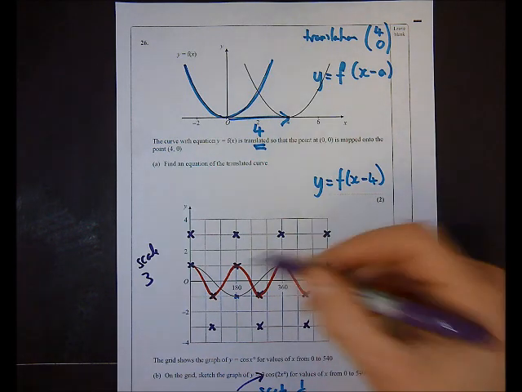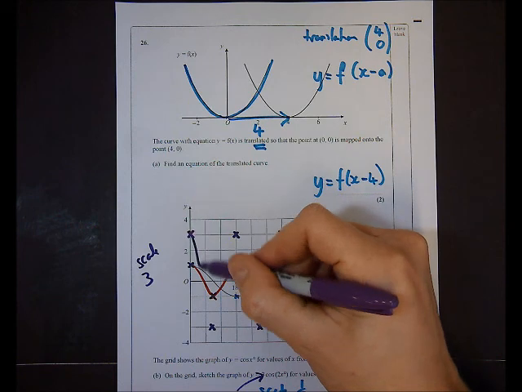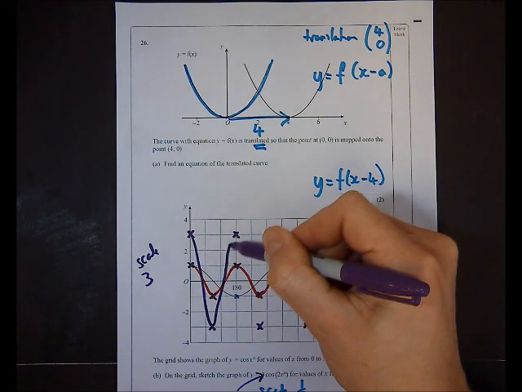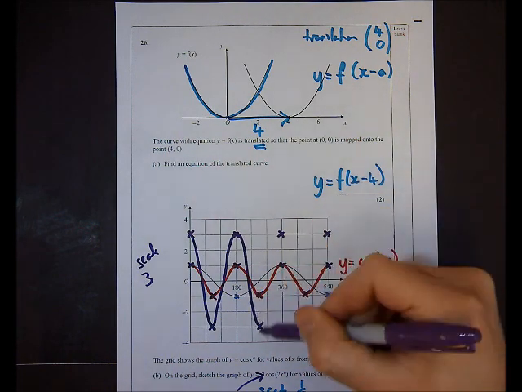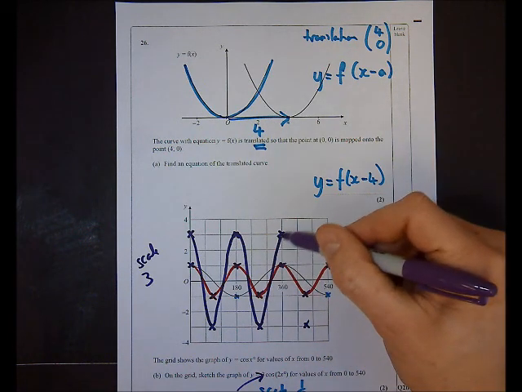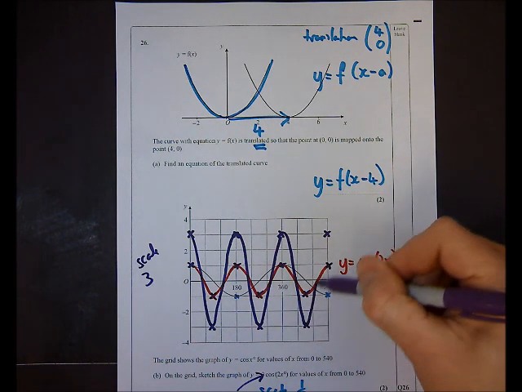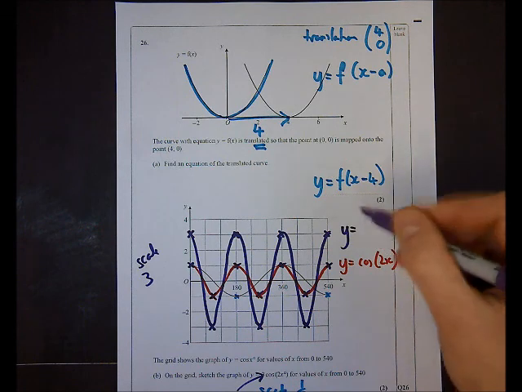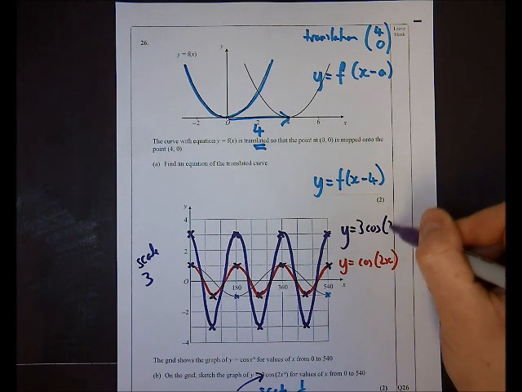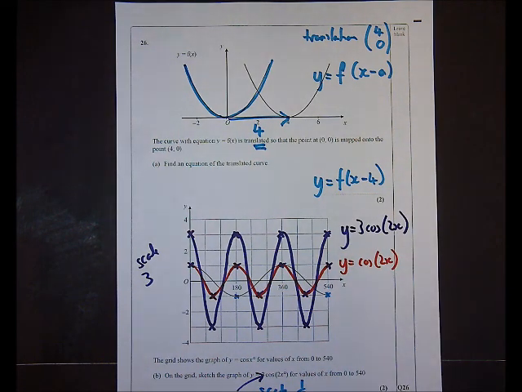And now it's a case of joining those up to get my curve for y equals 3 cos 2x. That concludes the exam paper.